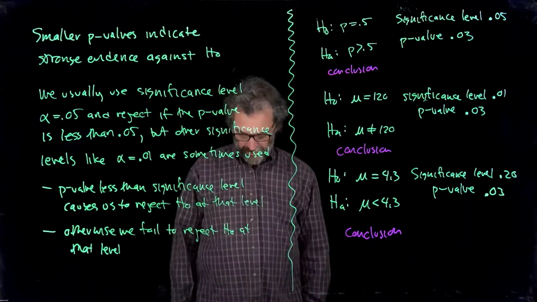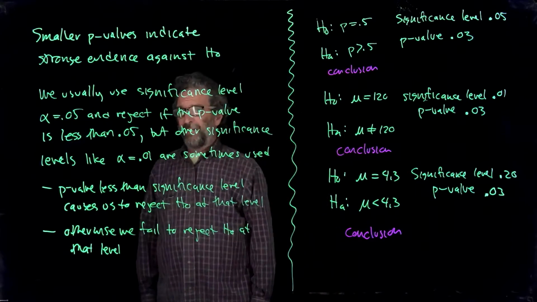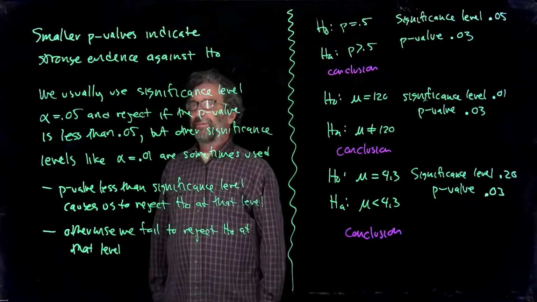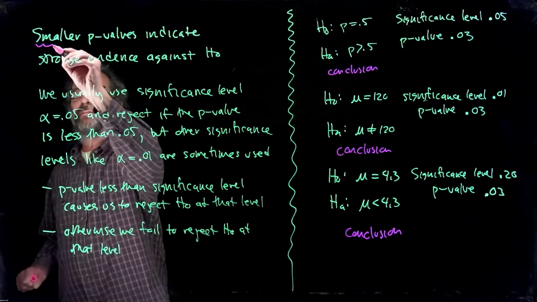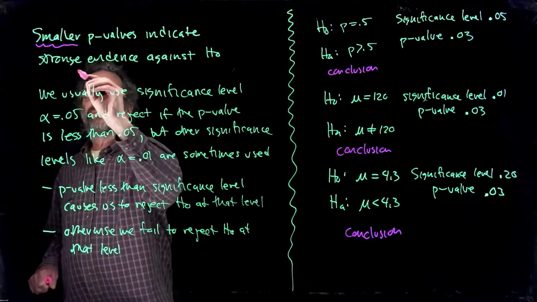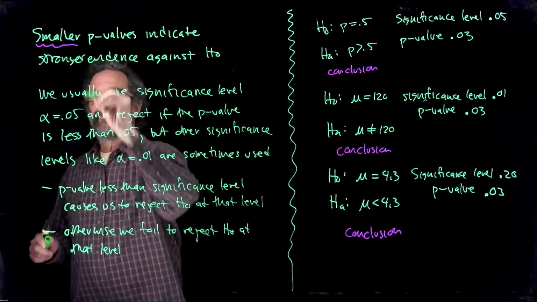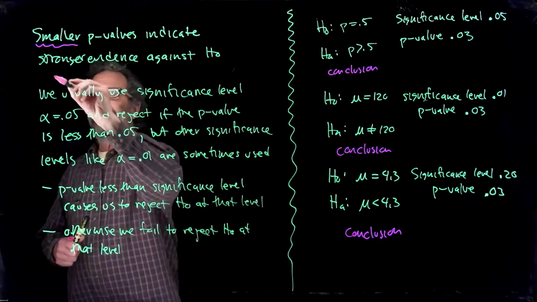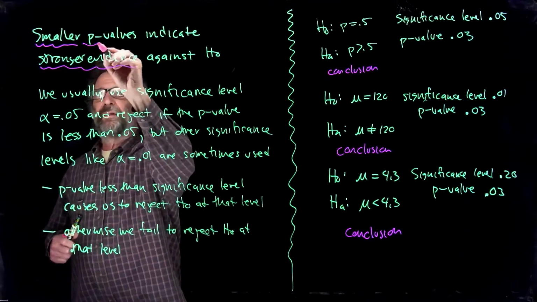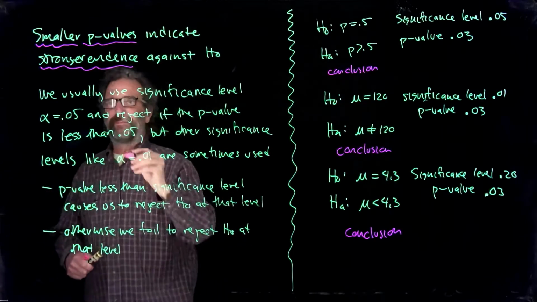Well, we're reaching the end of this section. We just have some more discussion of p-value. It says here that smaller p-values indicate stronger evidence. Smaller p-values, stronger evidence. Larger p-values, weaker evidence.